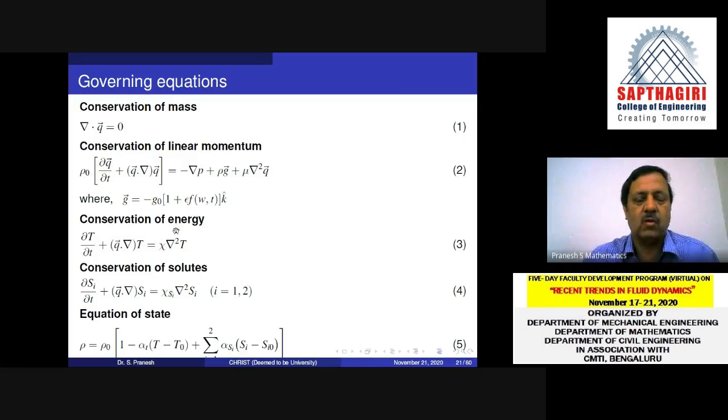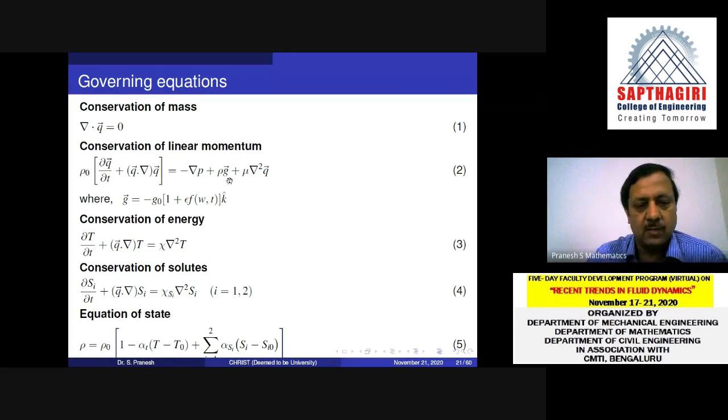And in this, all the quantities: Q represents the velocity, rho naught is the density at constant temperature, P is the pressure, and we call dou Q by dou T the local acceleration. This Q dot del Q is the convective acceleration, rho G here. This is where we use the Boussinesq approximation.